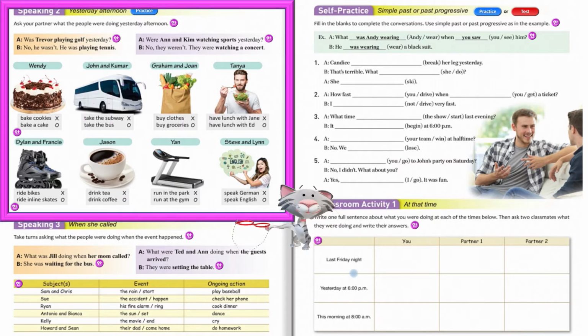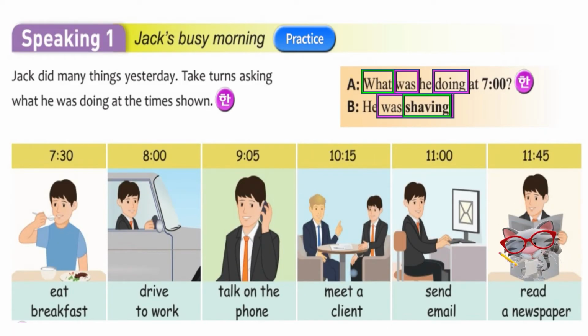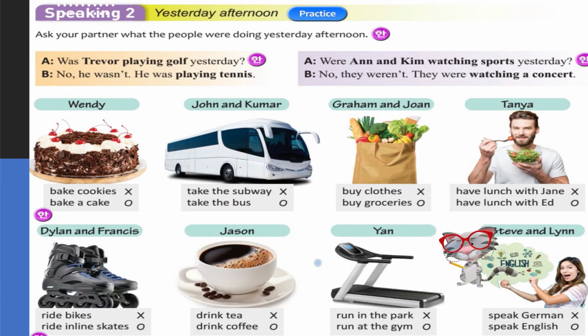It disappeared really quickly, and we're on to speaking 2. Here we're talking about yesterday afternoon. Ask your partner what the people were doing yesterday afternoon. For example, was Trevor playing golf yesterday? No, he wasn't. Trevor is one person, so it's was. So no, he wasn't playing golf yesterday. He was playing tennis yesterday.